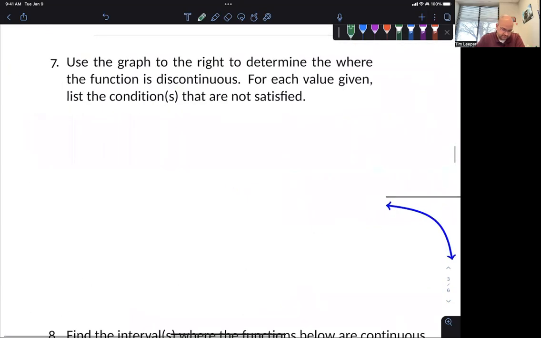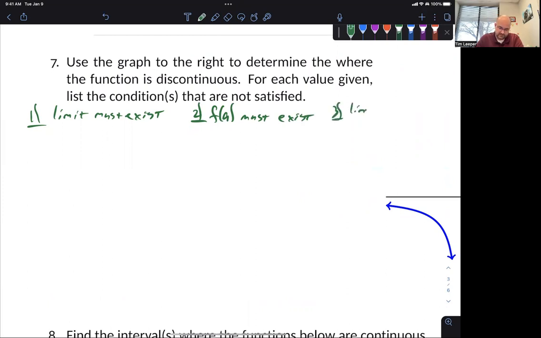The first condition is that the limit must exist. In other words, it has to have a value, not infinity, and not just does not exist. The second condition is that the function value must exist. In other words, it has to have a function value. And the third one is that the limit, as x approaches that value, has to be the function value. In other words, the limit has to equal the function value.